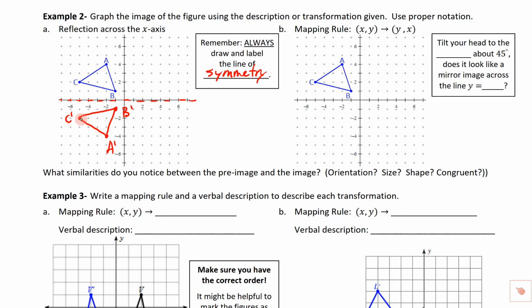Now, if you were to tilt your head to the side so that you could line up here, that would be okay. But you can also see that the top is exactly the same as the bottom. It's just been flipped over. Okay, so let's come over here to the mapping rule. The mapping rule says we're going to switch the y for the x.